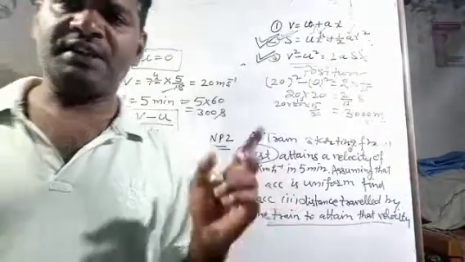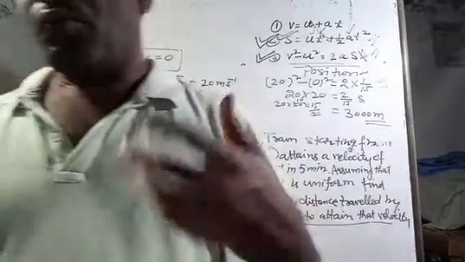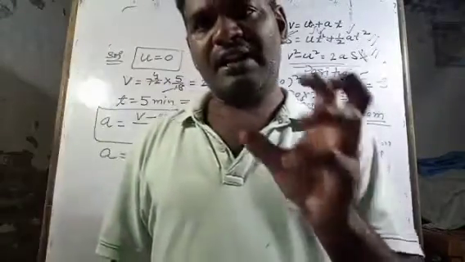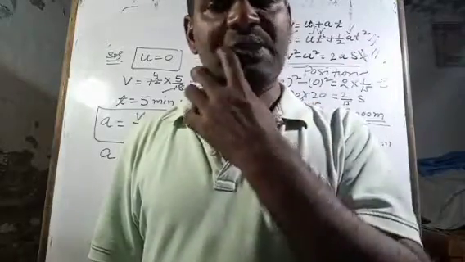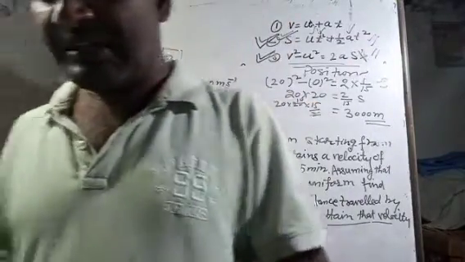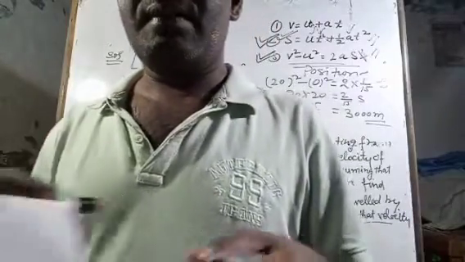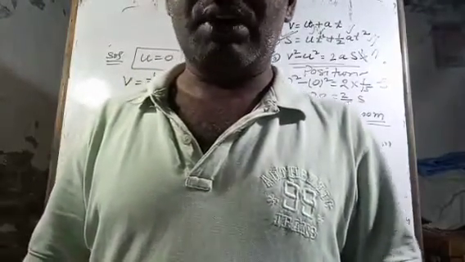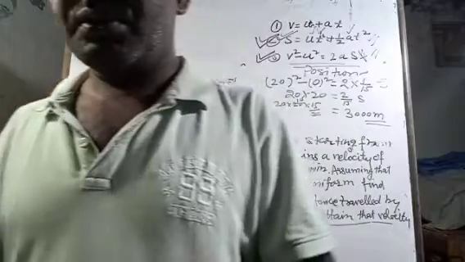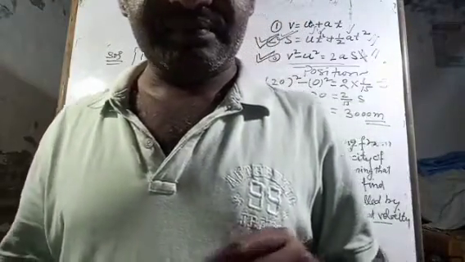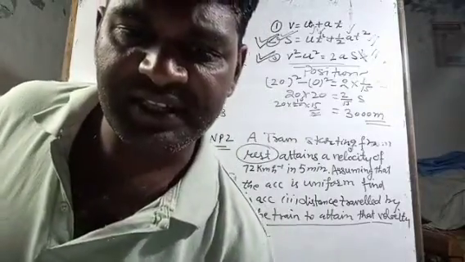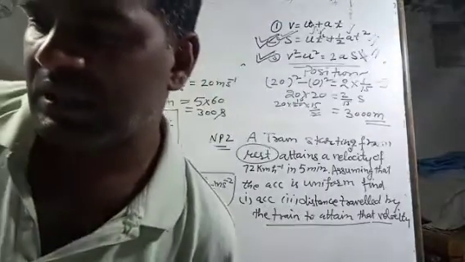In the previous first numerical it was given what will be the distance covered by the car in this given time. Means distance time relation, there we have to use. Okay my dear student, let's try a few more numericals. One more numerical we are going to solve. After that you need to practice more and more.